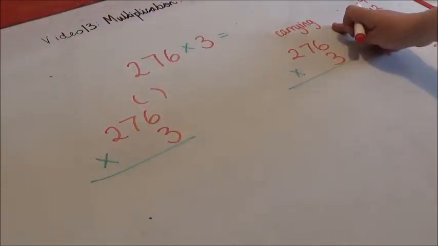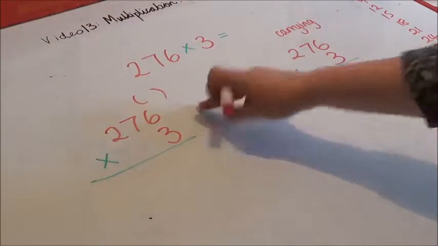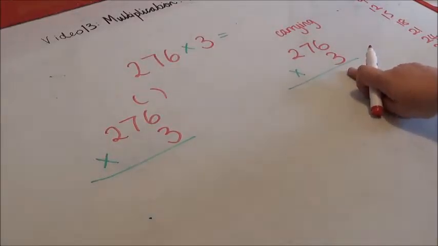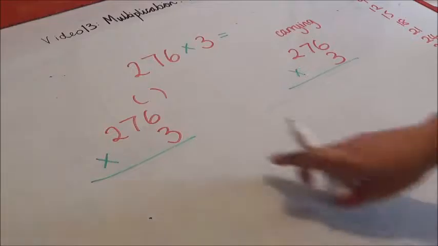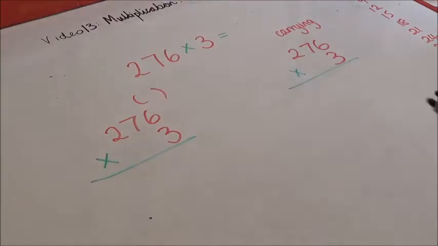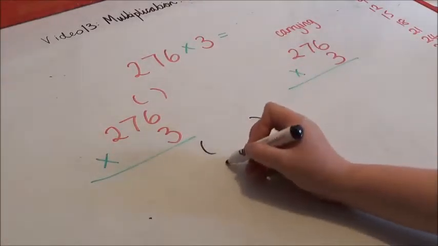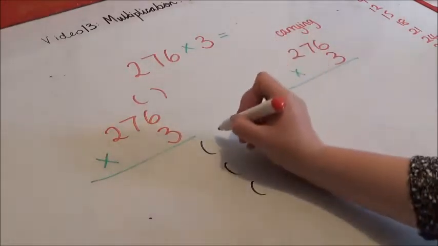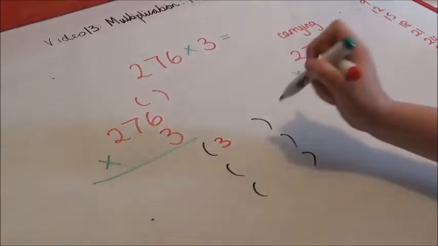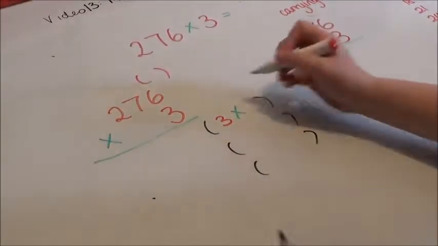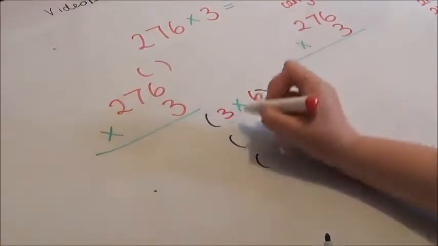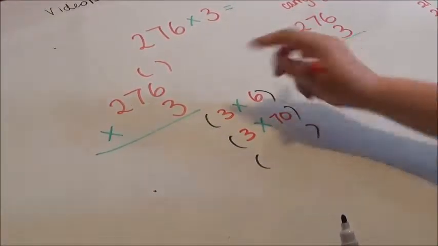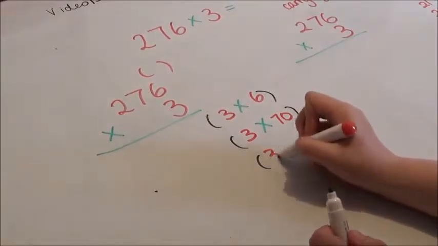This one I'm going to use the carrying, this one I'm going to use the brackets. We should get the same answer, just this one's quicker, more fluent than this one here. This one's got better understanding of place value. So, partition the hundreds, tens and units number, so I'm going to have 3 times 6, 3 times 70, and 3 times 200.